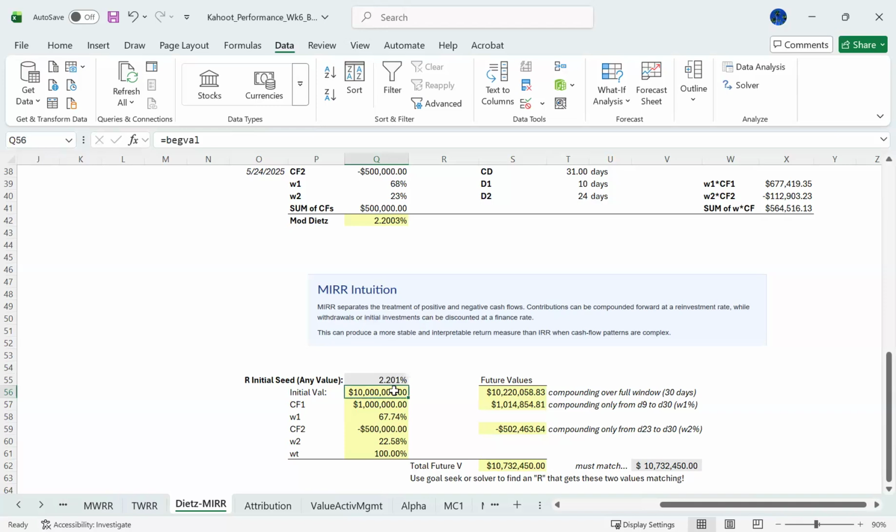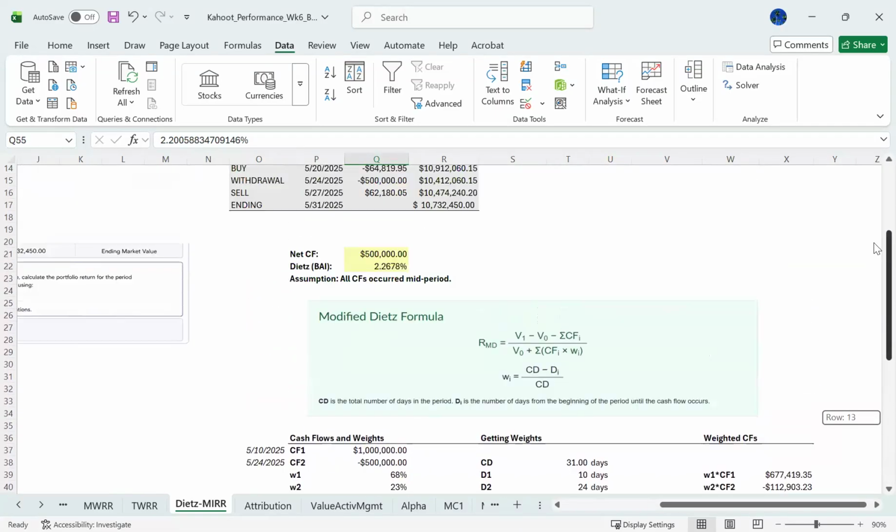It means the 10 million grew over the entire window to 10.2 million. The 1 million grew only 0.667, or 67% of that window, to 1.014 million. And then the 500,000, it's negative, so it has an opportunity cost of 502,463.64. The addition of these three future values gives me the ending value, and that is how we get MIRR in these specific cases.